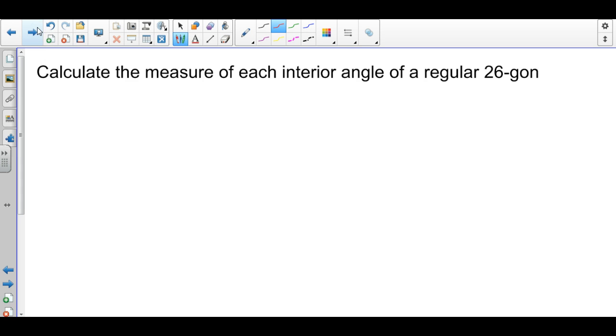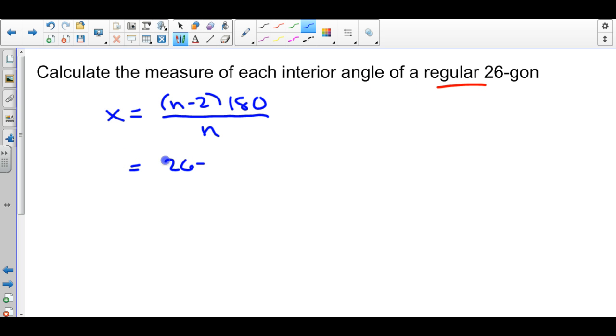For this one, we're going to talk about a regular polygon, and a regular polygon means all 26 sides have the same measure, or length, and all 26 angles have the same measure. There's a formula for this, and I'm going to use x equals the number of sides minus 2 times 180, because that would give you the sum. Now if you divided it by the number of sides, it would tell you the measure of each one of the corresponding angles. So it's a 26-gon, so I'm going to be substituting 26 in for n in both places.